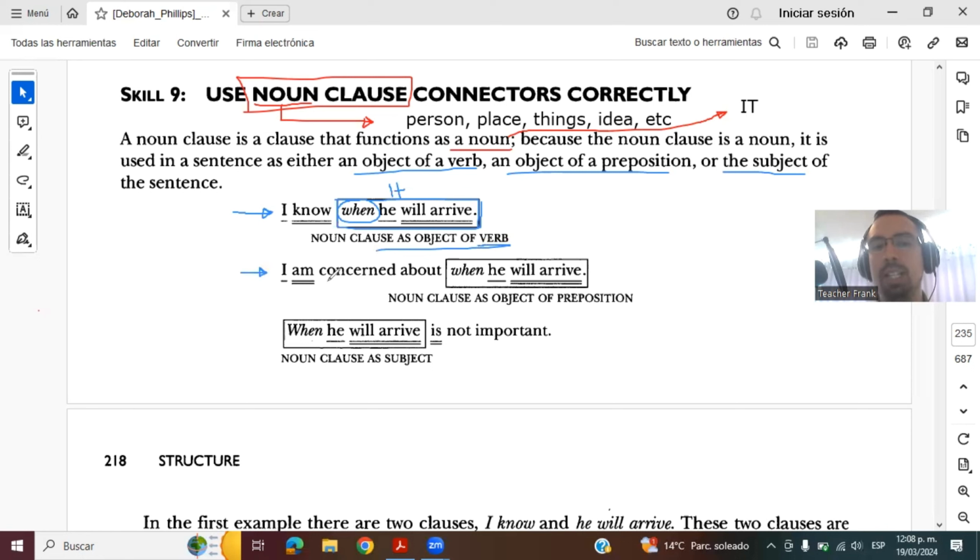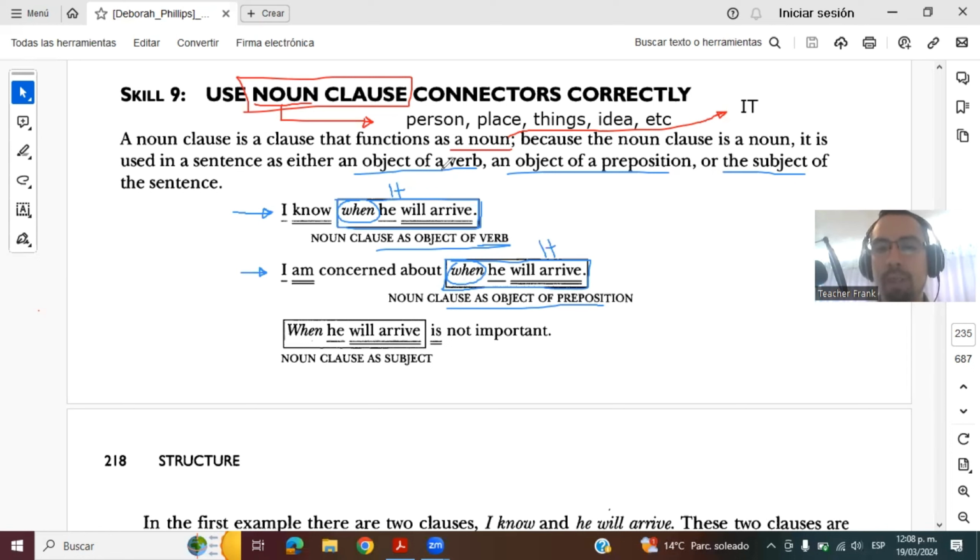Okay, now let's look at an example for noun clause as object of preposition. Here it says, I am concerned about when he will arrive, right? So again, we have I am, subject verb, when, which is a connector, right? And then he will arrive is my second subject verb, my second clause. But again, something's happening here, which is this statement or this structure, when he will arrive, can it be summarized into it? Can I say I am concerned about it? Yes, right? So this is a noun clause as object of preposition since it is after the preposition about, right?